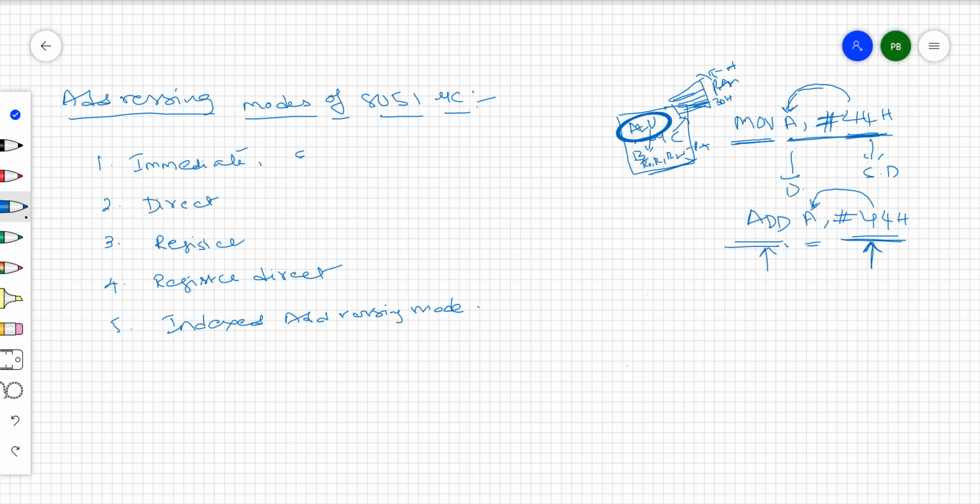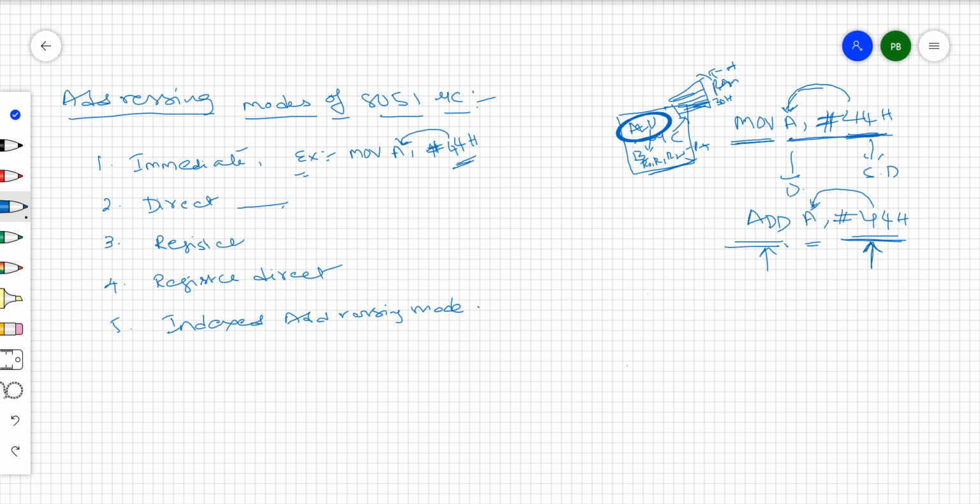Immediate addressing mode example, for example the same example, MOV A, #44H. Then what will happen? Hash is there, which means it's immediate data. 44H is moved directly to the accumulator, immediately. That is the reason this mode of addressing for the source data is called the immediate addressing mode.